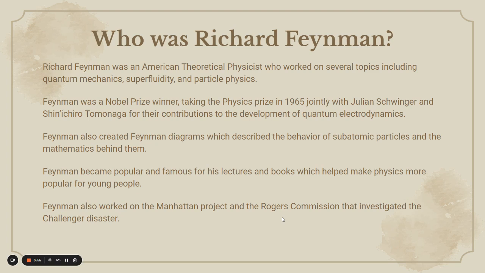Feynman was also the creator of the Feynman Diagram, which describes the behavior of subatomic particles and the mathematics behind them. Feynman became very popular and famous because of his lecture series and books, which helped make physics more popular for young people. Feynman also became more popular in the public eye due to his work on the Manhattan Project and the Rogers Commission that investigated the Challenger disaster in the 70s.